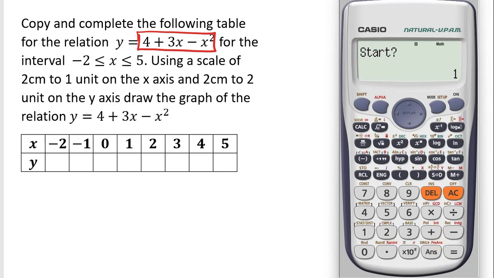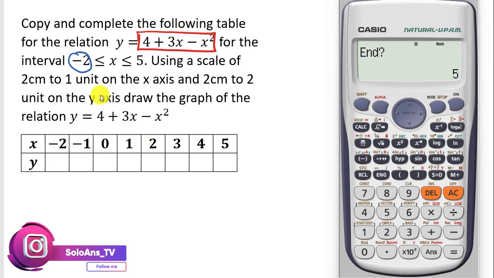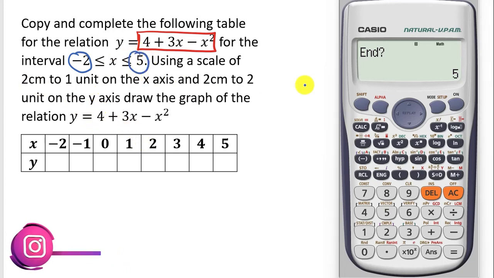So in this case, our starting value is what? -2. So we are going to type this -2. And it said end. The end value is what? +5. That is this 5. Okay, so we press a 5. We press equal to.